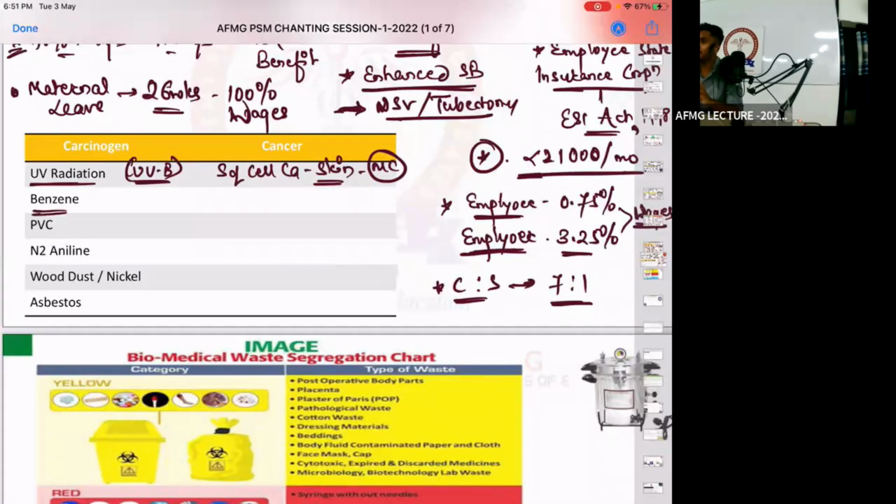Next, benzene exposure can lead to leukemia. Leukemias can also be caused by exposure to radiation. All leukemias can be caused by exposure to radiation except one.